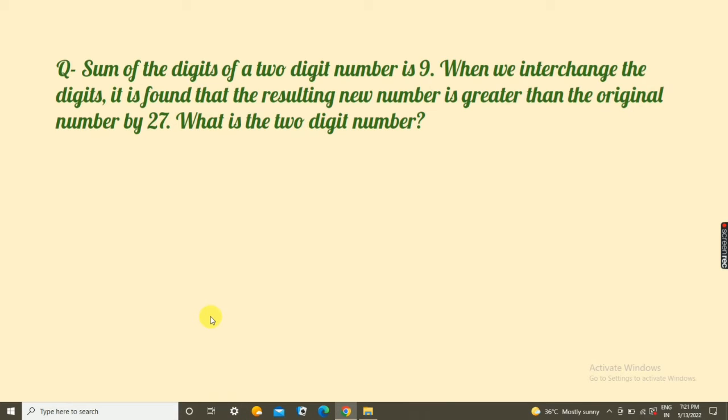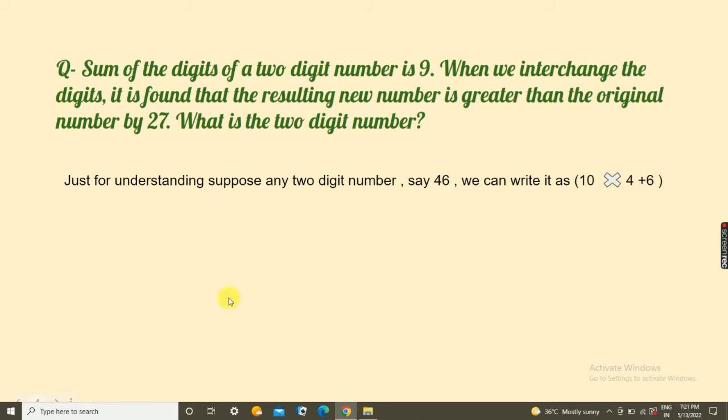Here is the next problem: the sum of the digits of a 2-digit number is 9. When we interchange the digits, it is found that the resulting new number is greater than the original number by 27. Now, what is the 2-digit number? We don't know that 2-digit number. Just for understanding, we assume any 2-digit number. Let us say it's 46.